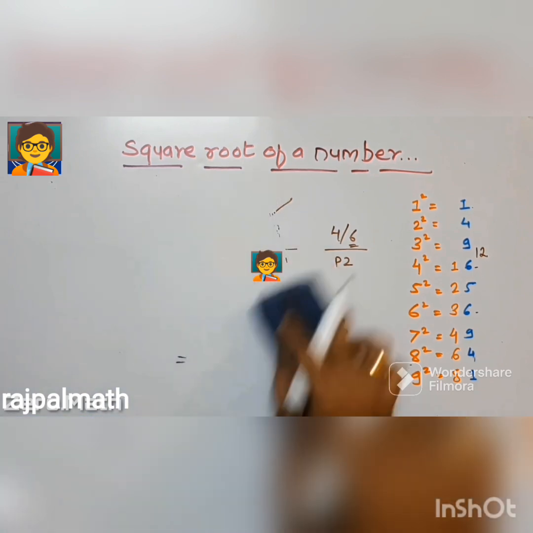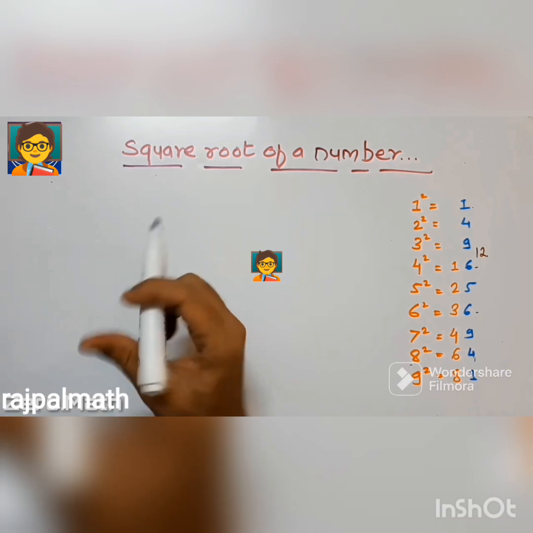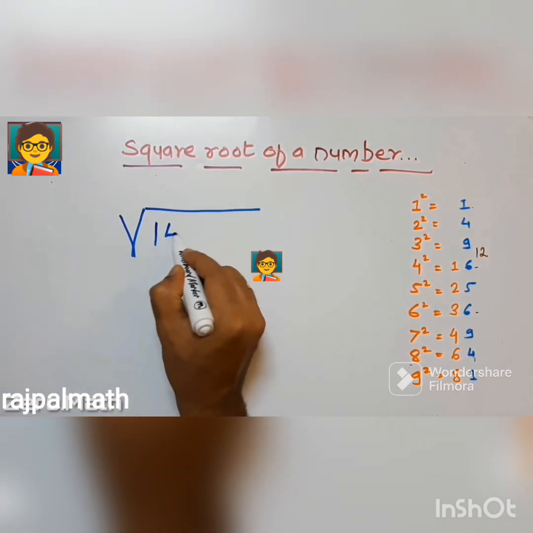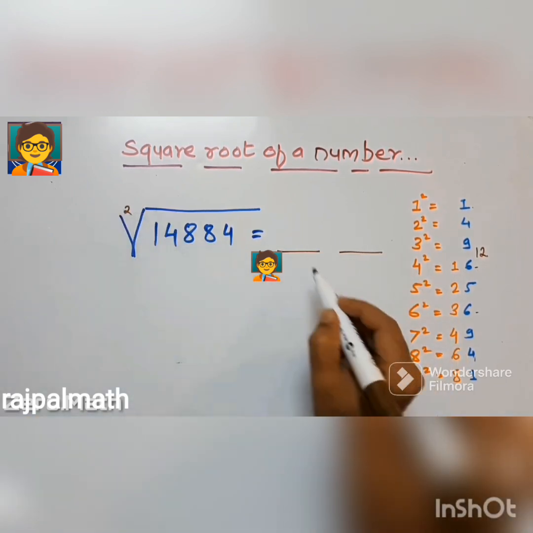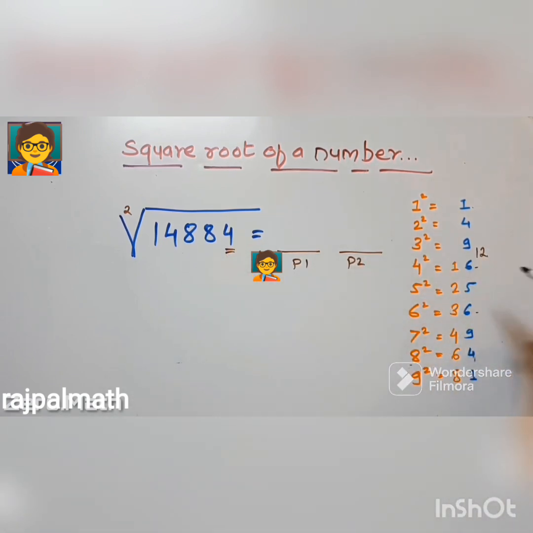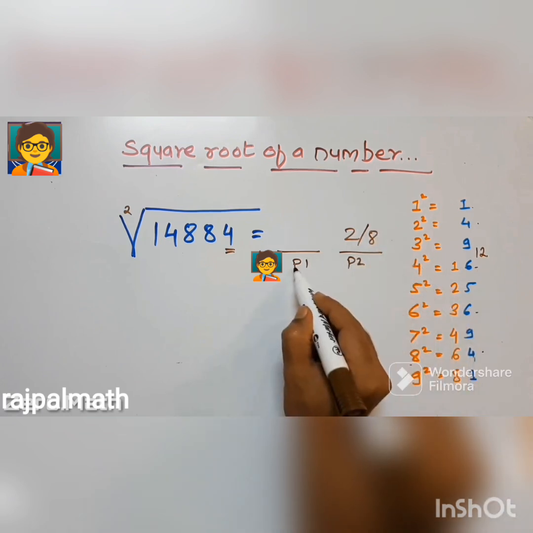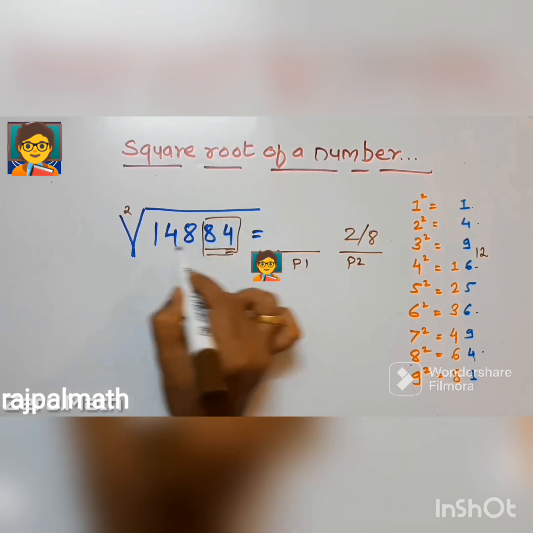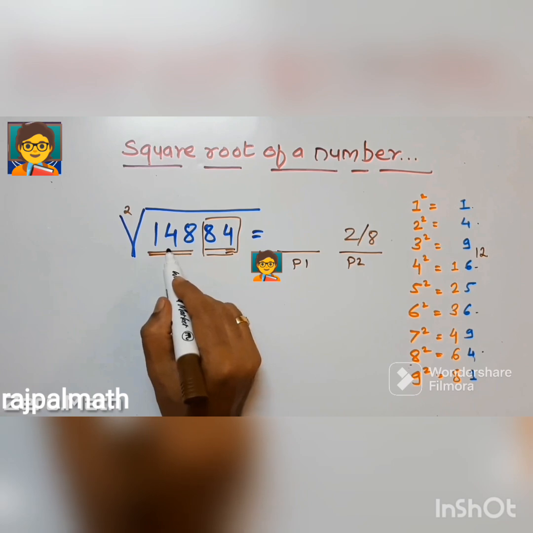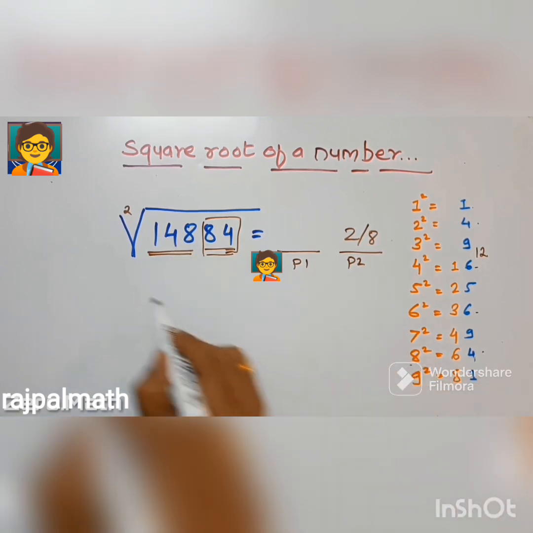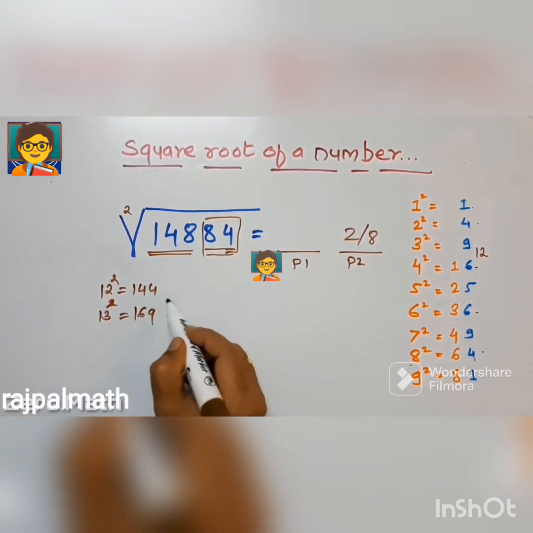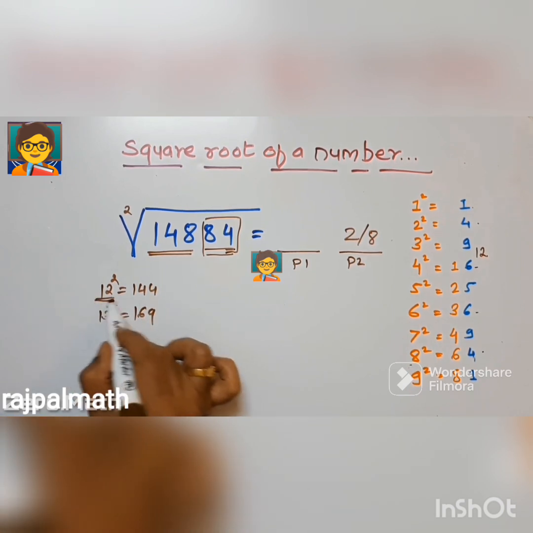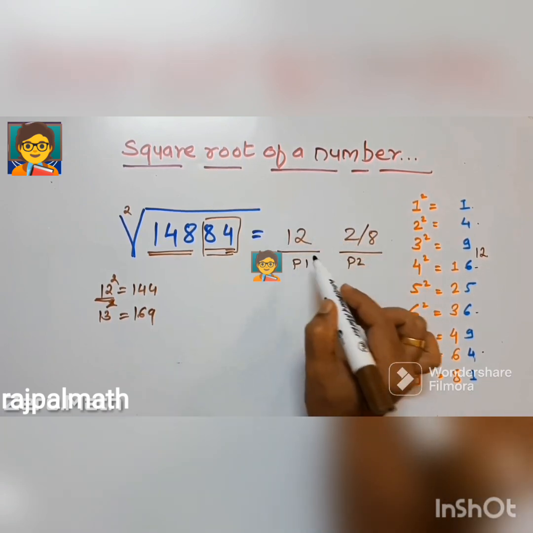Let's take the final example in this series and try to find out the square root of 14884. So I'm going to again take two parts, part 1, part 2. Since the number ends with 4, I can say my answer ends with 2 or 8. To find out part 1, I'll ignore these 2 digits and take the rest of the number, which is 148. 12 square is 144 and 13 square is 169. So 148 falls between 144 and 169. So the lower digit is 12. So 12 is the first part of my answer.